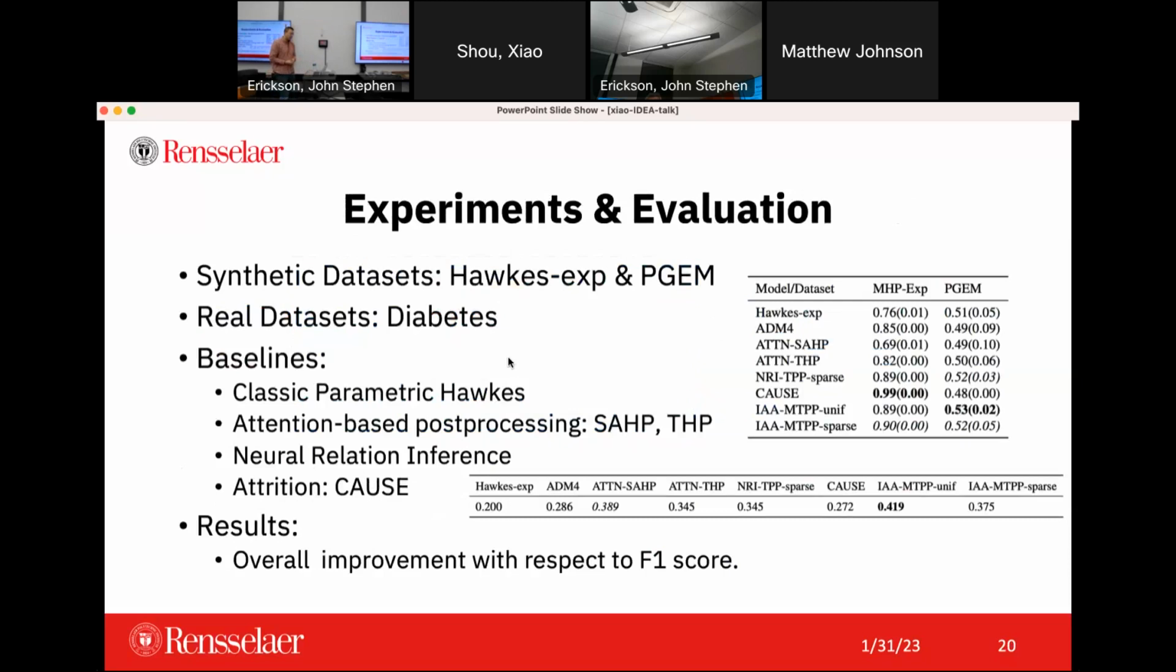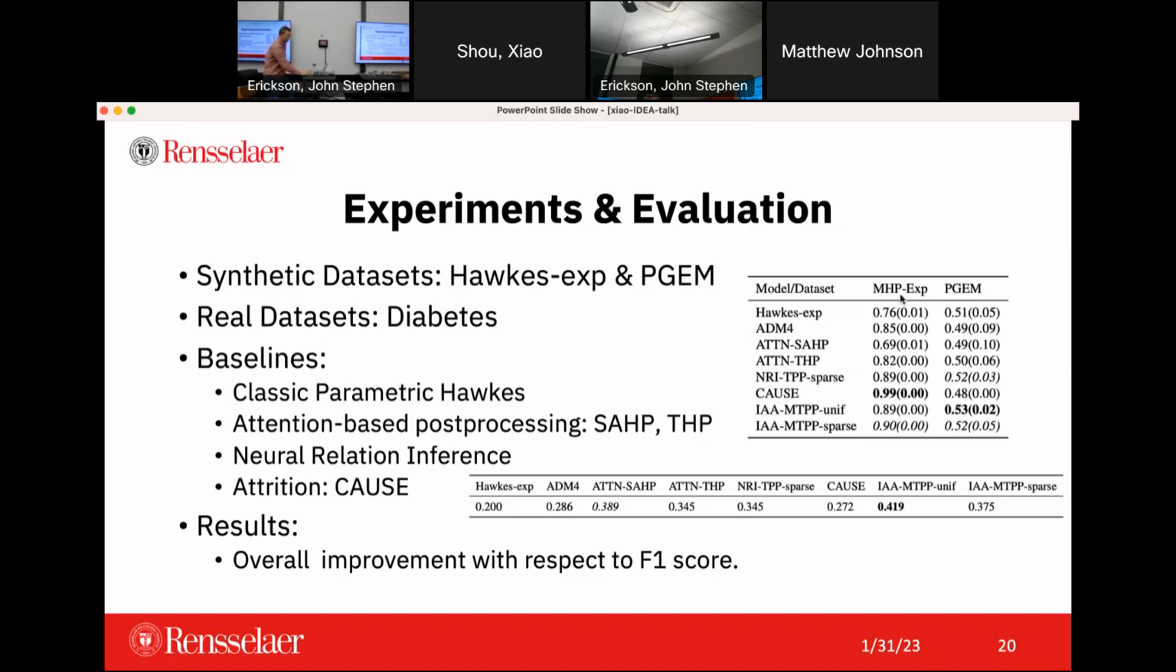And again, we simulate the synthetic data with the Hawkes exponential and proximal graphical event models, and it seems we perform pretty well. Here, our model is IA-MTPP uniform and sparse. The uniform is my prior P of A_IJ for each entry: I have 0.5 probability that J influences I, and sparse is 0.2, 20% probability.